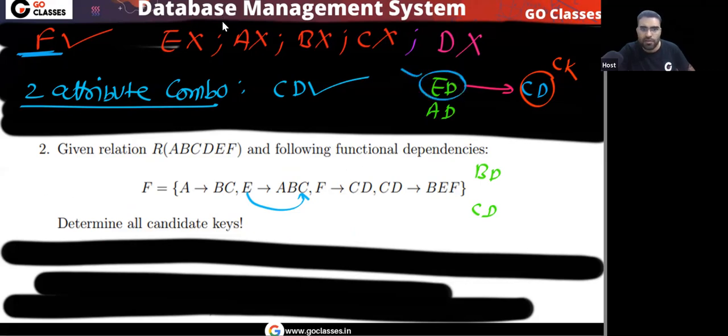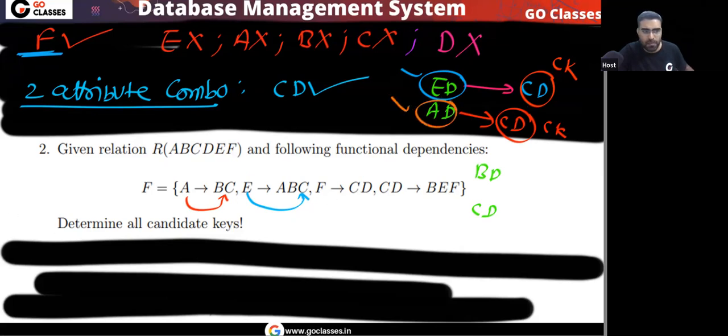What about AD? Please tell me. See, AD can give you CD. And this is already a candidate key. So that's it. So what you got? This is also a candidate key.